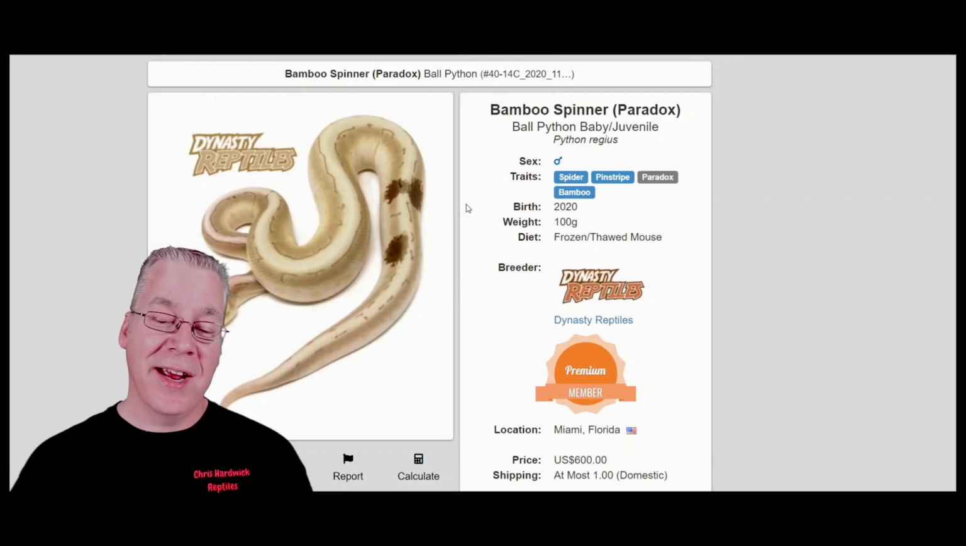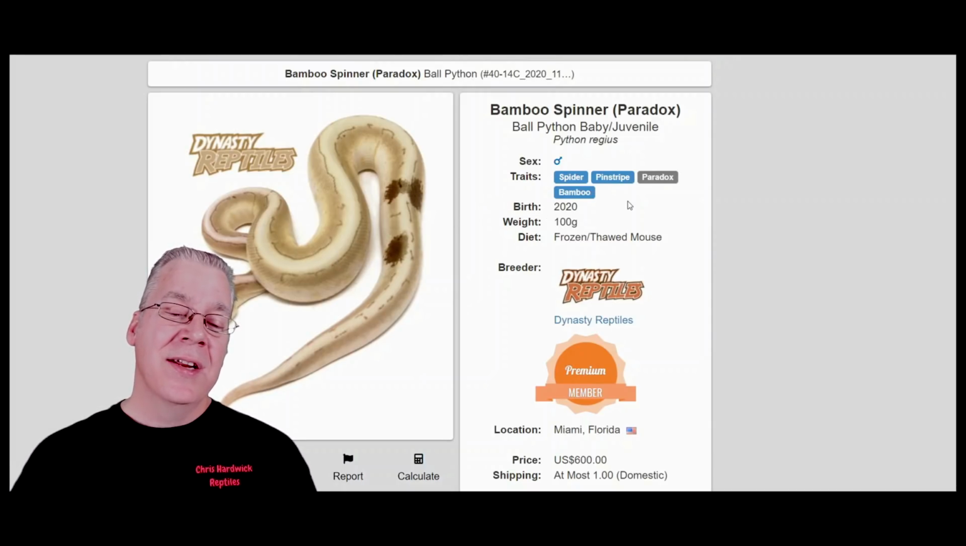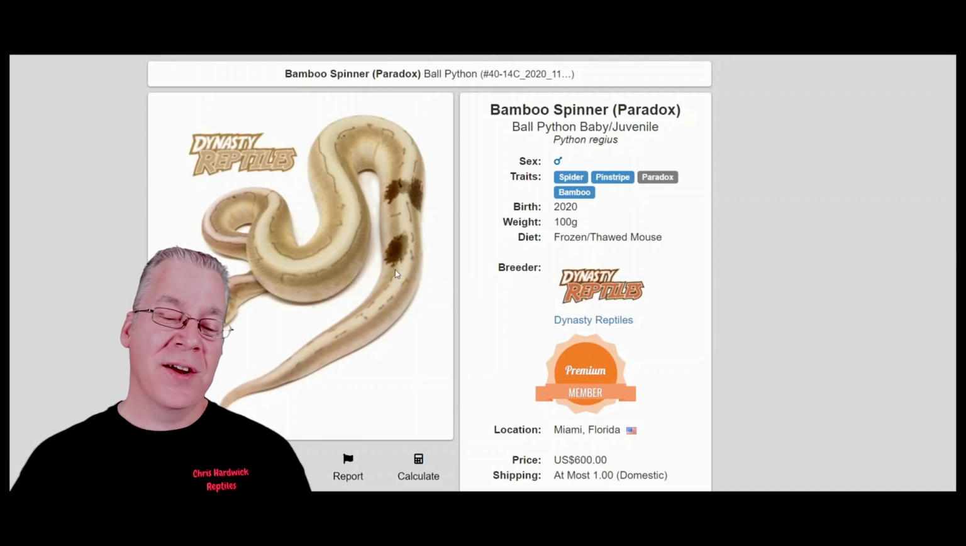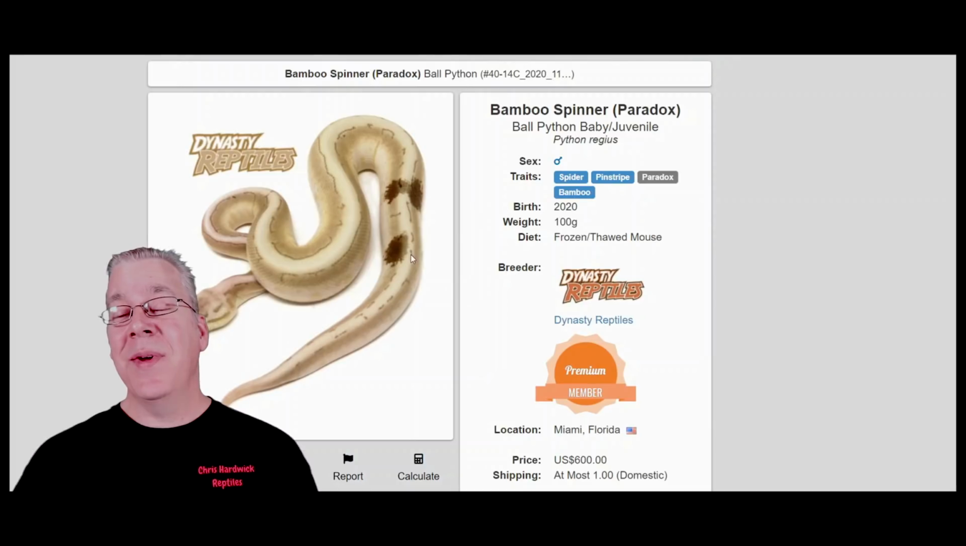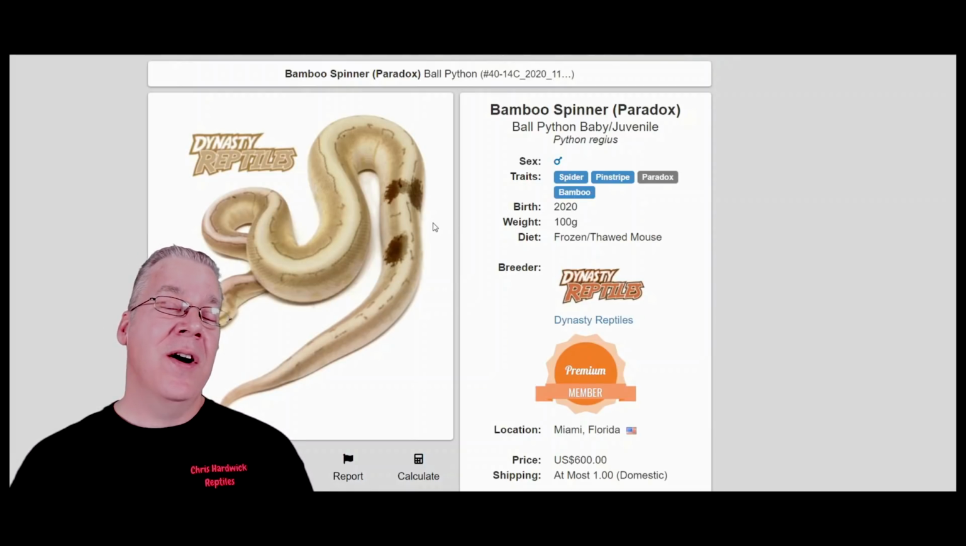So if you actually took this snake, which is a spider, pinstripe, bamboo, and you bred it to something else, none of the offspring would come out with these random splotches of color called the paradox. And if it's not genetic, then you really can't make a super. If you actually did make a super and you bred it to something else, all the offspring would come out as paradoxes, which as far as I know, you can't do.